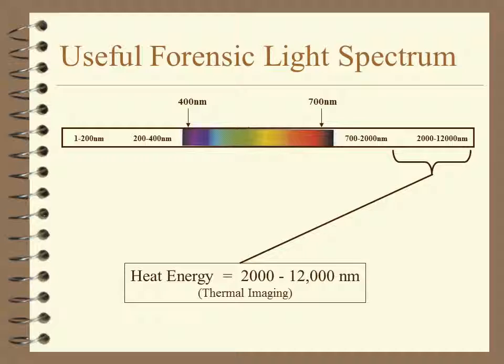Then finally we have heat energy, which occupies the 2000 to 12,000 nanometer range. And the devices that utilize heat energy, since you can't see it, are things such as the forward-looking infrared imaging systems, or FLIR systems, that are commonly used on helicopters and such. FLIRs are not commonly used in crime scene investigation, although they do have certain applications in arson investigation. But even in arson, the utility is pretty small.